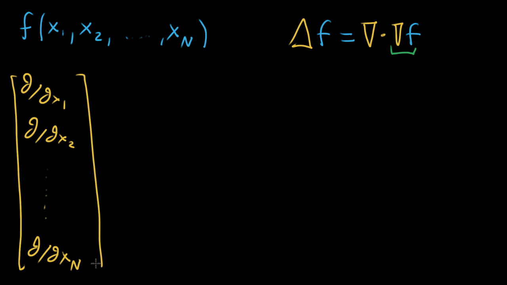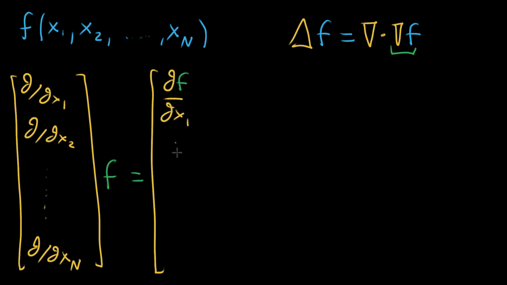You take that whole thing, and then you just imagine multiplying it by your function. So what you end up getting is all the different partial derivatives of f, right? It's partial of f with respect to the first variable, and then on and on, until you get the partial derivative of f with respect to that last variable, x sub n.